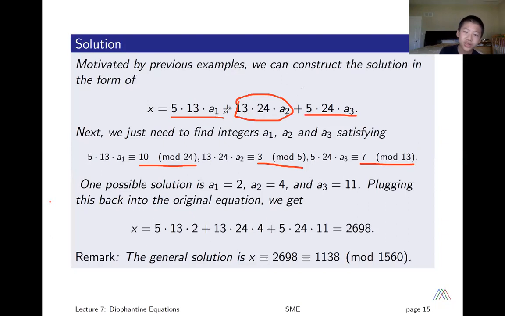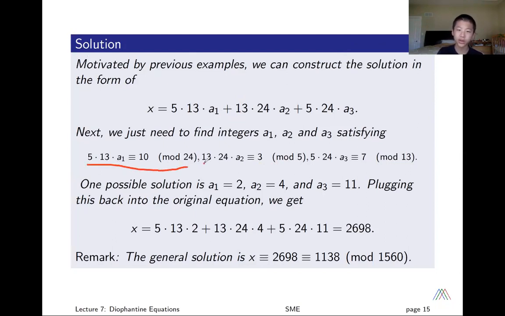And you see the same thing with 13 and 24. So you see there's a 13 here and there's a 13 here. So then this just has to be equivalent to, I think, 7 mod 13. So you can separate this one big equation into 3 smaller equations that we know how to solve.